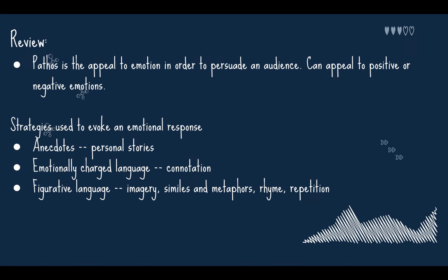And these are the kinds of strategies and structures that you are looking for when annotating your articles this week. So use of anecdotes, personal stories, the use of emotionally charged language, and the use of figurative language, either imagery, similes, and metaphors, rhyme, or repetition to see what kind of emotional response the speaker is trying to evoke in the audience this week.